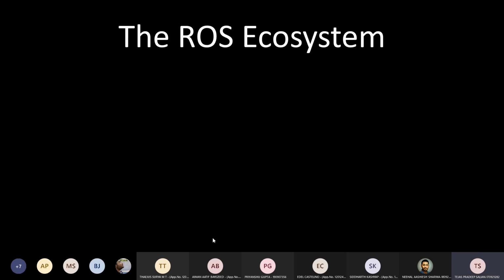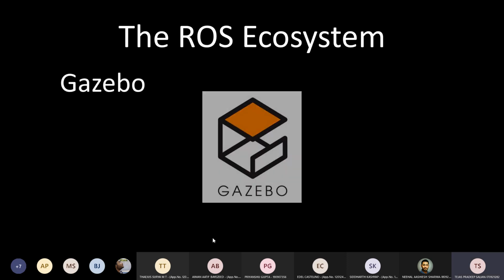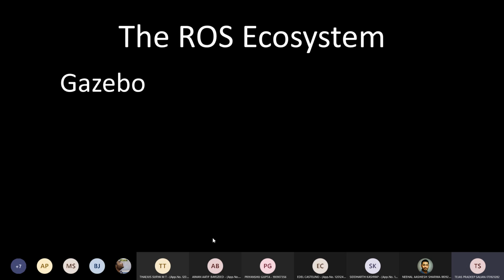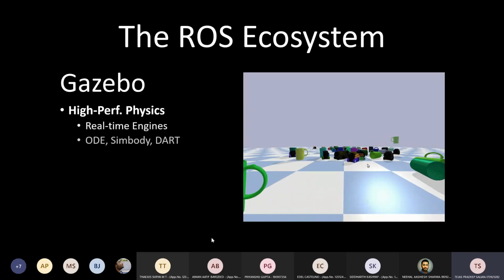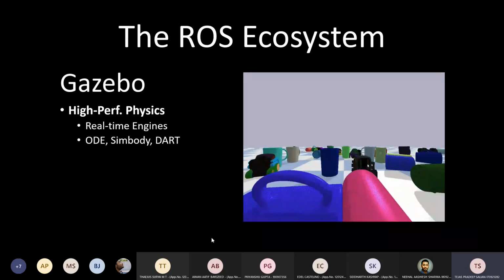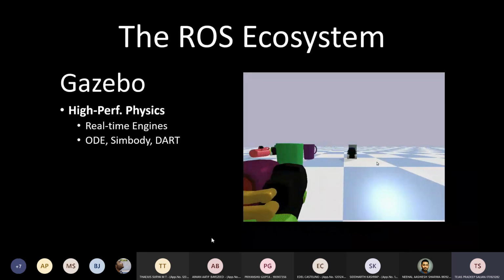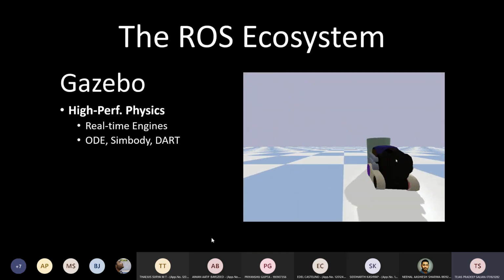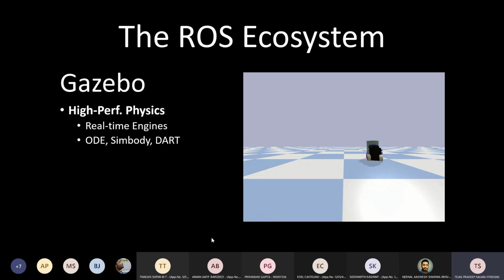So now coming to the free robotics software frameworks that we can use with ROS. The first one here is Gazebo. This is a robot simulator and it has all the physics in it. Real time engines, you can simulate ODE, Dart, etc. This is just a graphic for how it works.